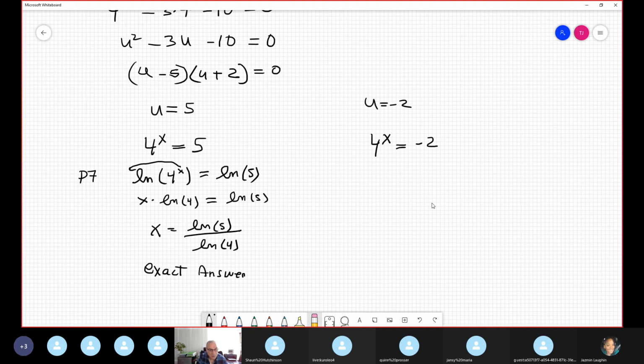Okay, and this is my exact answer. But normally in the test, they want an approximation, 4 decimal places or 3 decimal places, or whatever. In this case, 4 decimal places. Put it in the calculator, please. Today is the day to practice calculator.